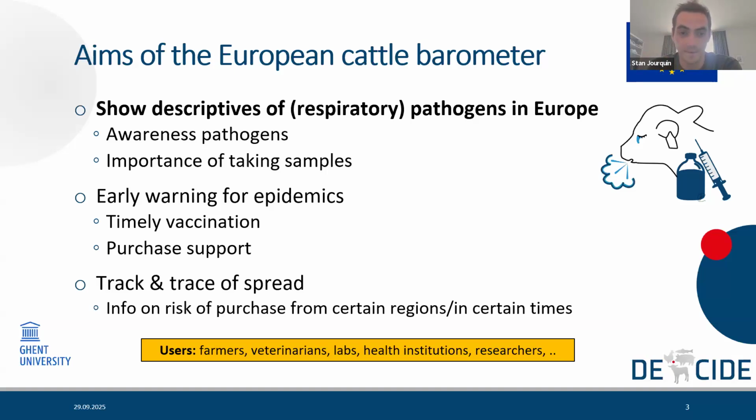Of course, that's one part. But having that information could also be valued to provide early warning for epidemics, but also for purchase. If we know that in certain areas, different pathogens are circulating and at certain time points, this can help prevent disease from spreading throughout the country or in between countries. So based on that, it's a tool that can in theory be used by both farmers, veterinarians, labs, health institutions, and researchers alike. It's quite broad, but the main goal is to provide this descriptive information and see what we end up with.